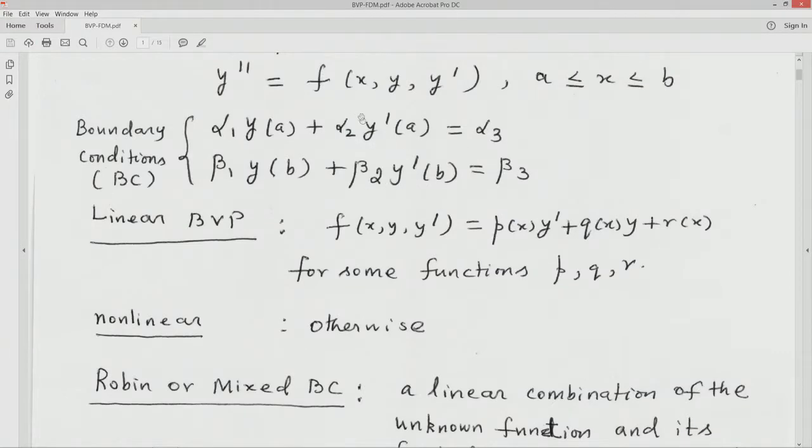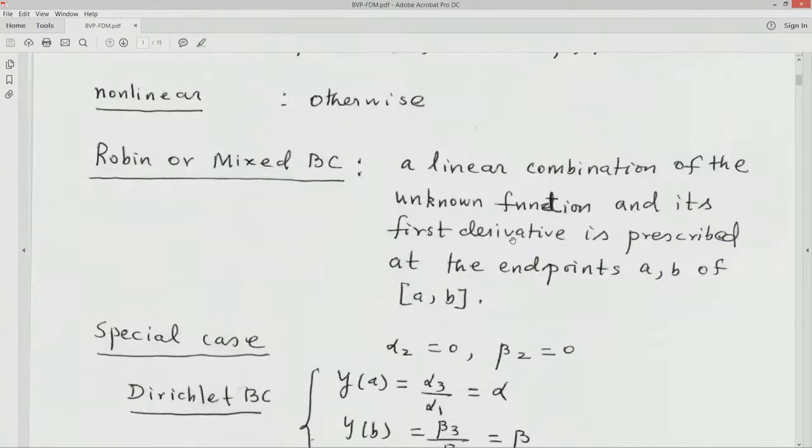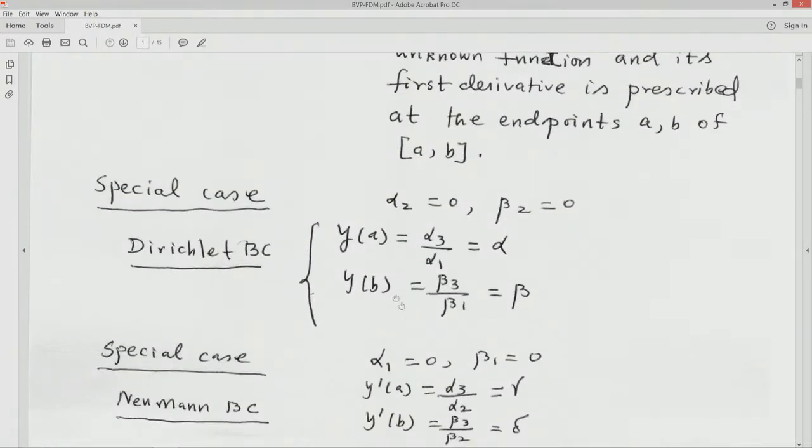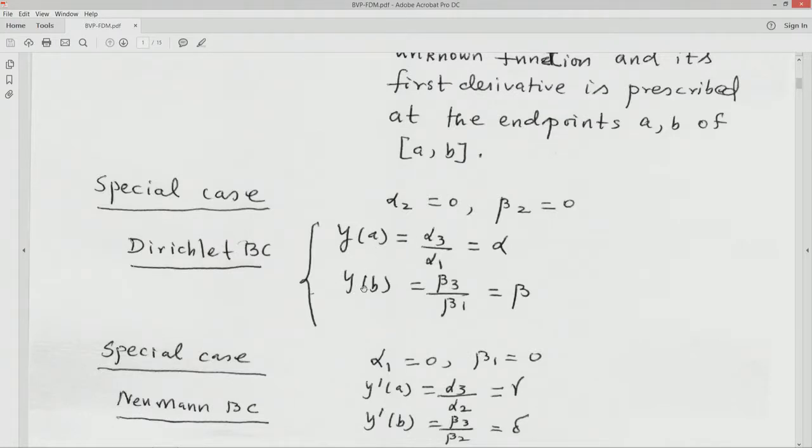So, in the special case when alpha 2 and beta 2 are 0, then the boundary conditions given above reduce to conditions of the form y of a equal to alpha and y of b equal to beta, where alpha and beta are given to us. Such types of boundary conditions are called Dirichlet boundary conditions. So, by a Dirichlet boundary condition we mean the unknown function is specified at the end points of the interval a b in which the differential equation is satisfied.